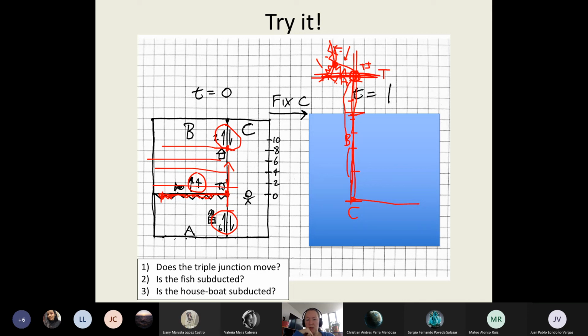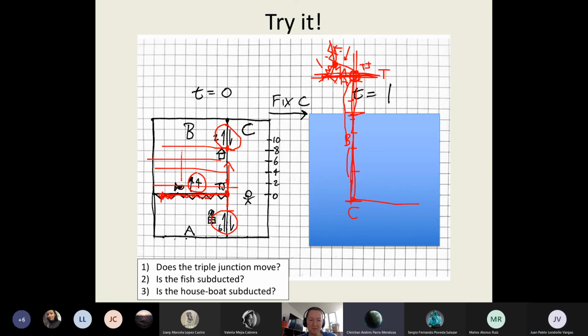¿Qué pasa con el pececito? ¿El pez va a subducir o no? No. ¿No? ¿Dónde va el pez? Ah, no sé. ¿Se queda quieto o no? Con respecto a C, ¿qué hace el pez? Esa es la pregunta. Con respecto a ese, se mueve hacia arriba. Sí, sí, sube, sí. Ok.